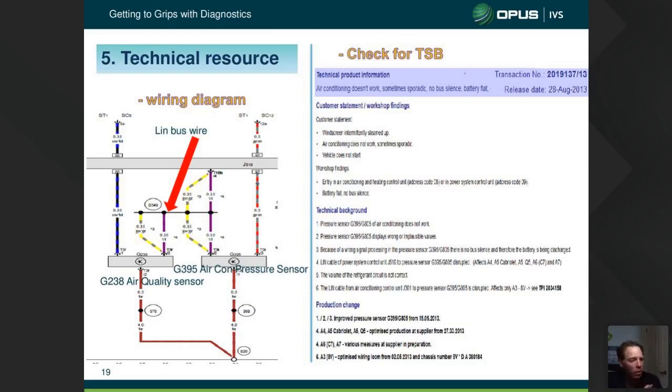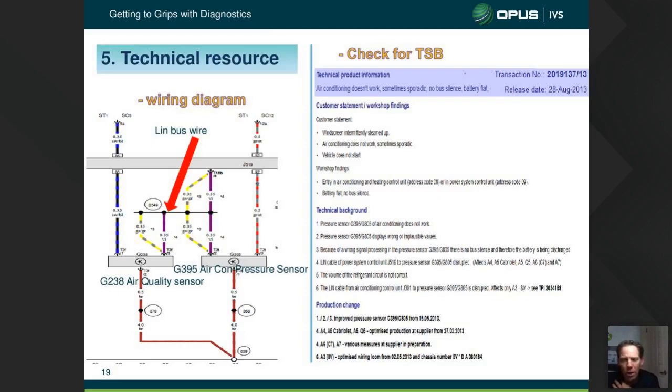Right, so just reading what they've got there, and I think when you open your PDF, it'll actually be a bit clearer for you. Point number 6 says the LIN cable from the control unit is disrupted. So in German speak, the LIN cable is probably broken. It's using a communication message from the air quality sensor and the air compressor sensor back to the control module.